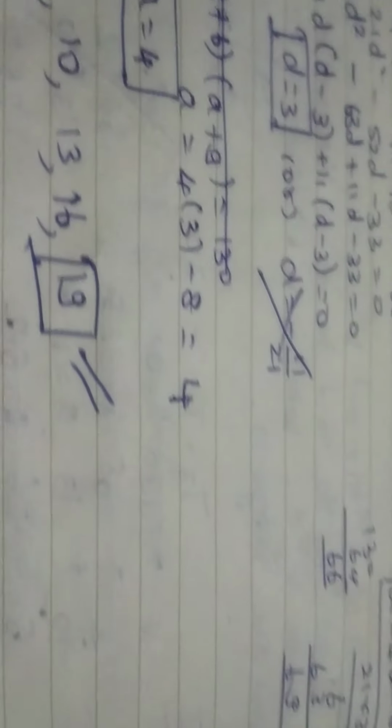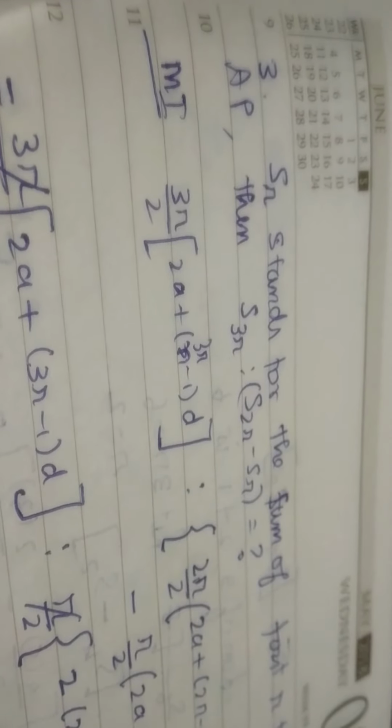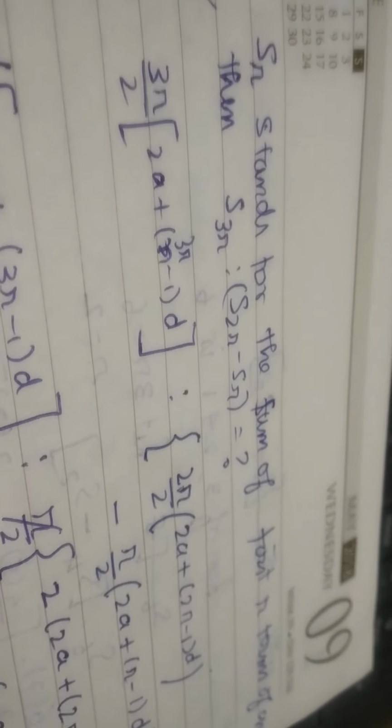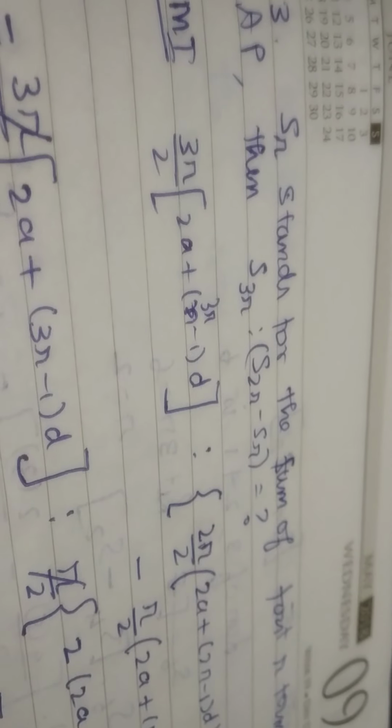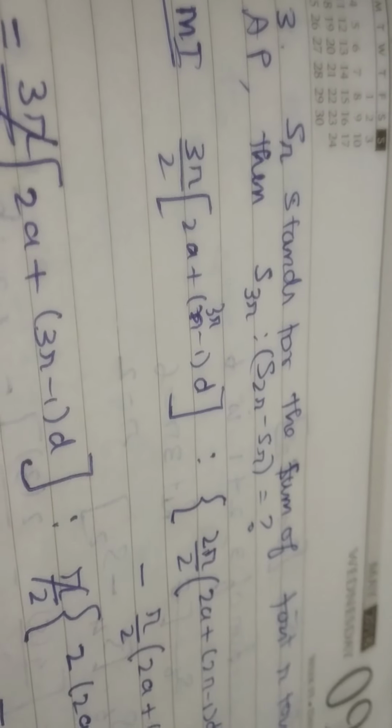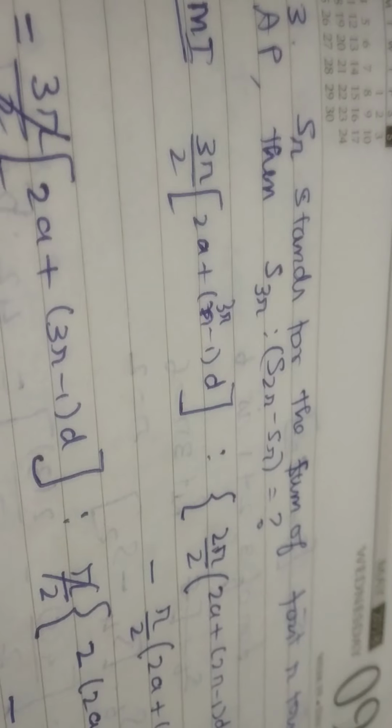Understood? Now moving on to the third question. If Sr stands for the sum of the first r terms of an arithmetic progression, then S3r is to S2r minus r is equal to what? You know, the sum of n terms of an arithmetic progression is n by 2 of 2a plus n minus 1 into d. Okay? The sum of n terms, n here is 3r.